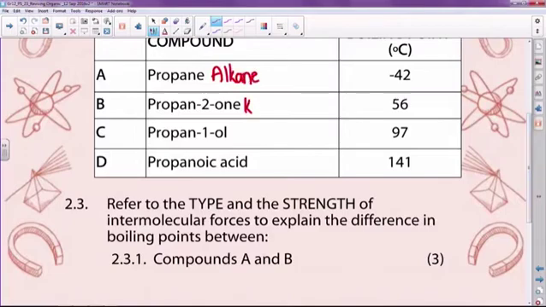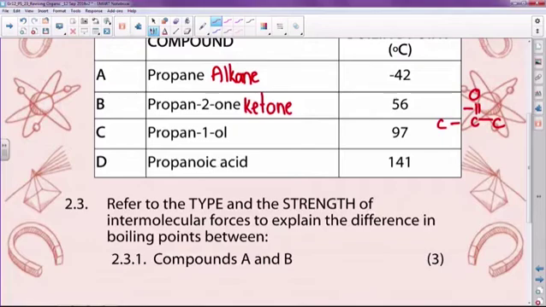B is a ketone, and remember with the ketone, somewhere you're going to have a carbon with a double bond to an oxygen in the middle, okay? And in fact, propan-2-one would look like that. In fact, I'm surprised they put the number in at all, because it can only be on the second one.